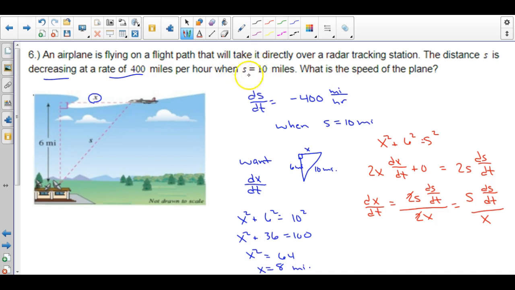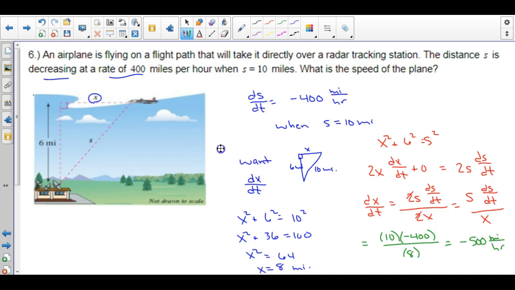10 miles. So that was the thing, we want the rate when s is 10 miles. So when s is 10, I'm going to substitute 10 in for my s value. We know that ds dt is negative 400 miles per hour. And then we knew that when s was 10, we solved for our x value, which was 8. And if we simplify all this up, 10 times the 400 is going to give me 4,000 divided by 8. That is going to give me negative 500 miles per hour.